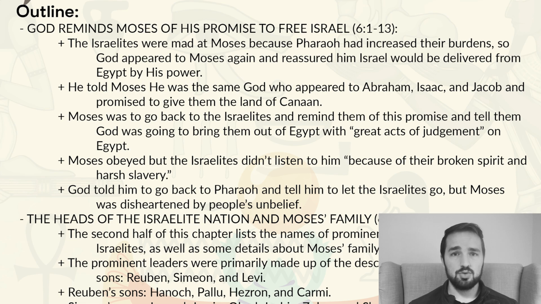So God speaks to Moses again, and he reassures him. Yes, I fully intend to keep my promise. He reminded Moses that he was the same God who had promised the Canaan land to Abraham, Isaac, and Jacob. Moses was supposed to go back to the Israelites and to remind them of this promise, which would have been well known within their families and within their nations, and to tell them that God was going to release them from Egypt with, quote, great acts of judgment. Moses obeyed, but the children of Israel didn't listen to him because of, quote, their broken spirit and harsh slavery. God told Moses to go back to Pharaoh and to tell him to let the Israelites go. But Moses was disheartened by the people's unbelief.